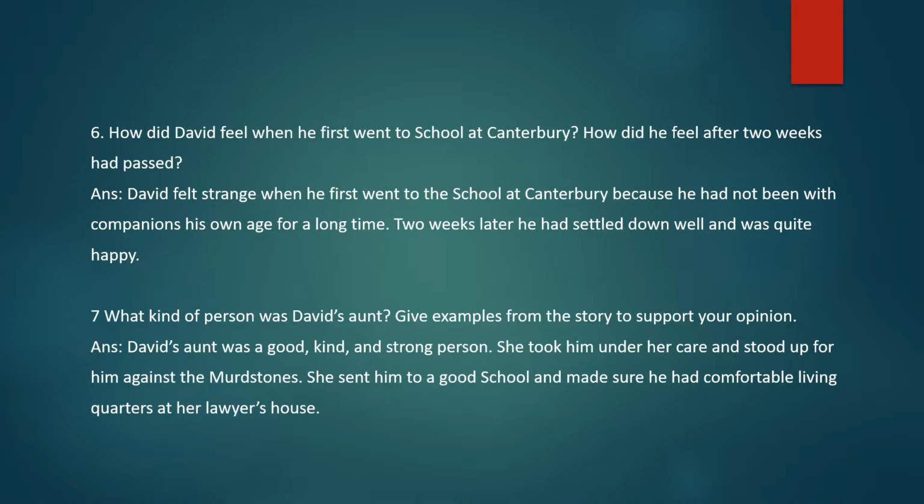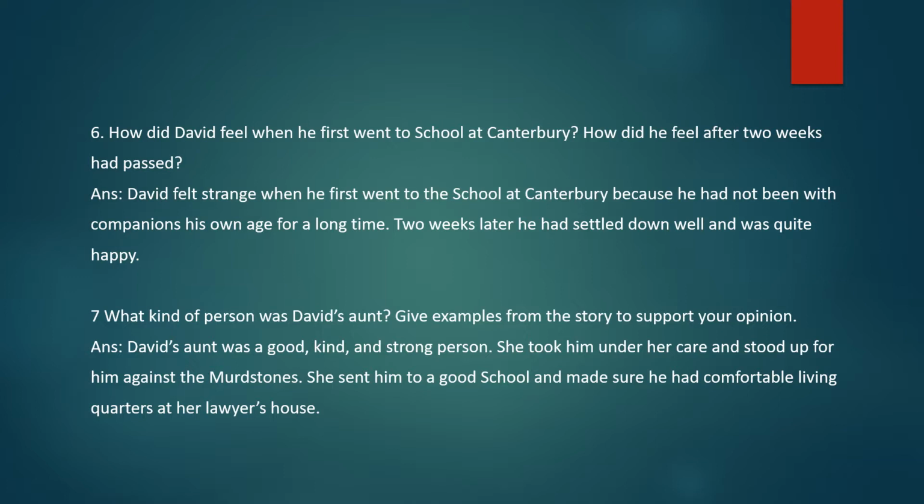She took him under her care and stood up for him against the Murdstones. She sent him to a good school. She sent David to a good school and made sure he had comfortable living quarters at her lawyer's house. So our answer is, David's aunt was a good, kind and strong person. She took him under her care and stood up for him against the Murdstones. She sent him to a good school and made sure he had comfortable living quarters at her lawyer's house.